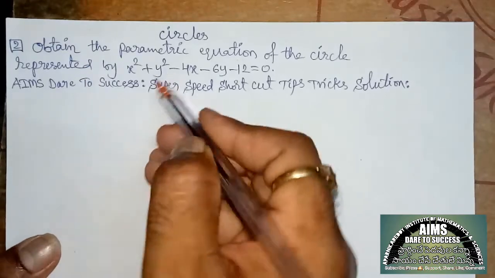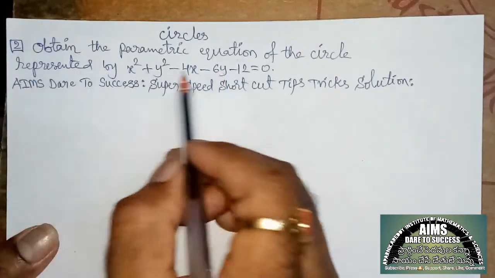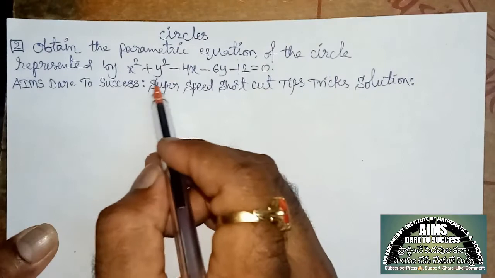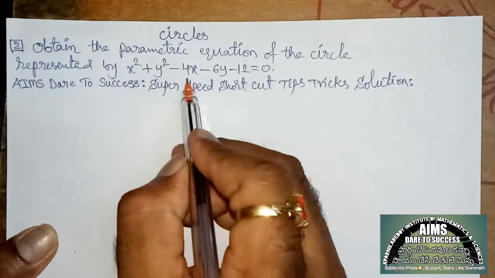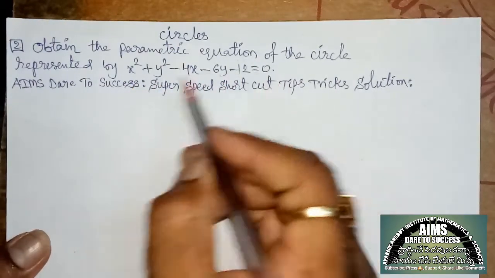Same model question, one more question, my dear students and friends. Obtain the parametric equation of the circle represented by x square plus y square minus 4x minus 6y minus 12 is equal to 0.